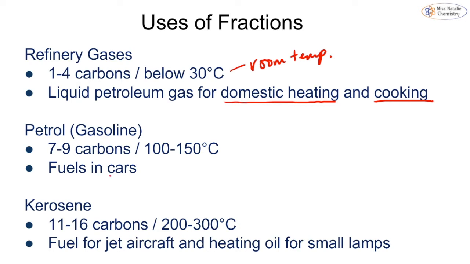Then we have petrol, and this is the one that most people are most familiar with because we use it as a fuel in our cars. They tend to have between 7 and 9 carbons. Most commonly they have 8 carbons. They're usually based on octane, and they have a boiling point between 100 and 150.